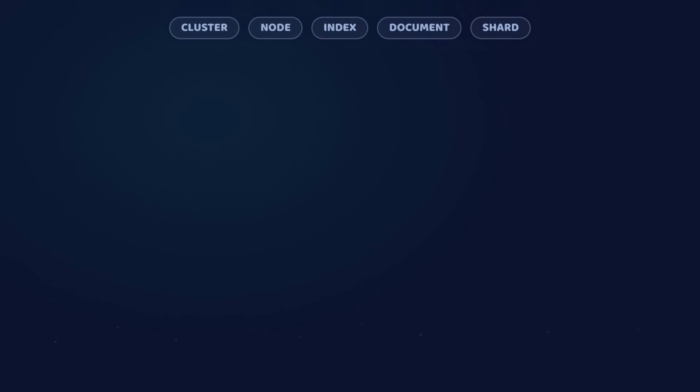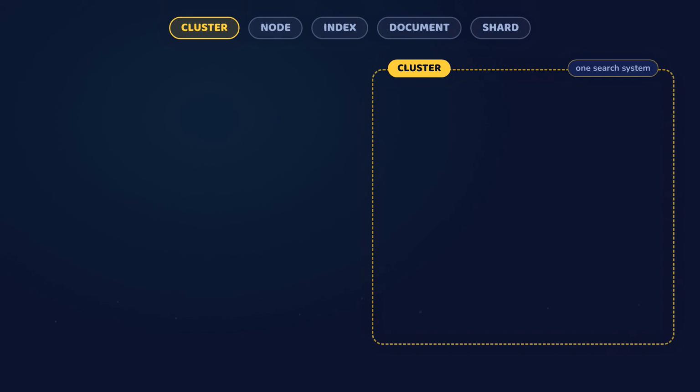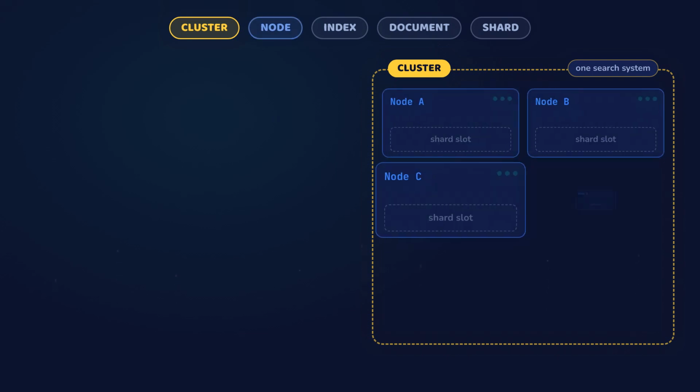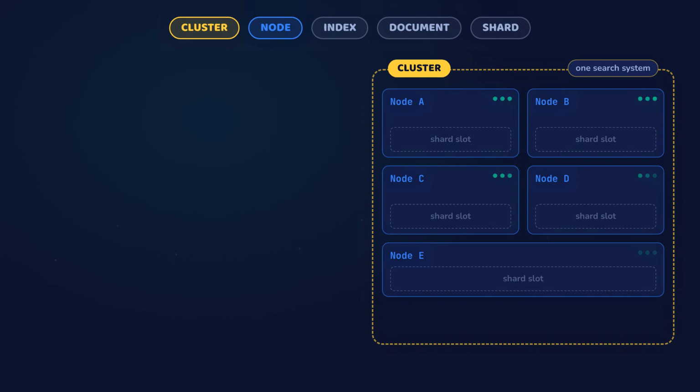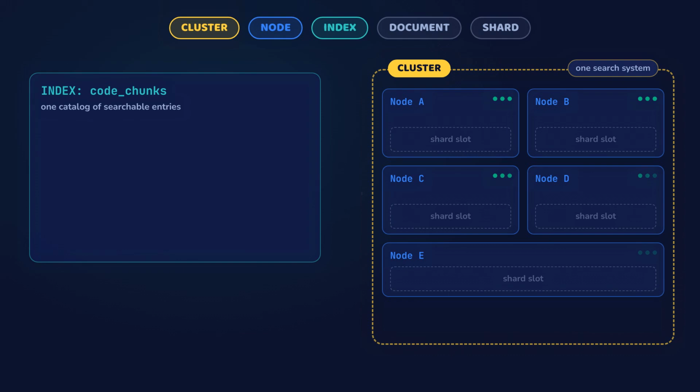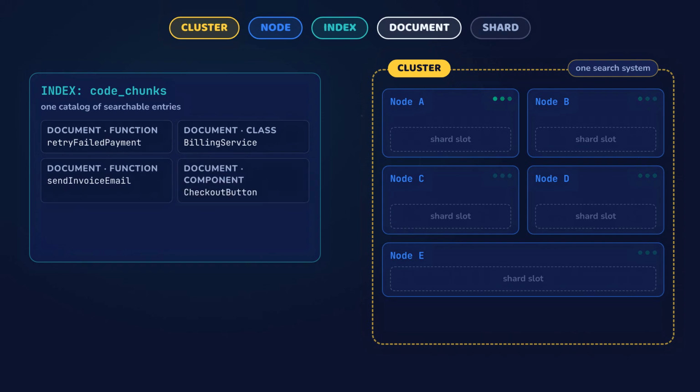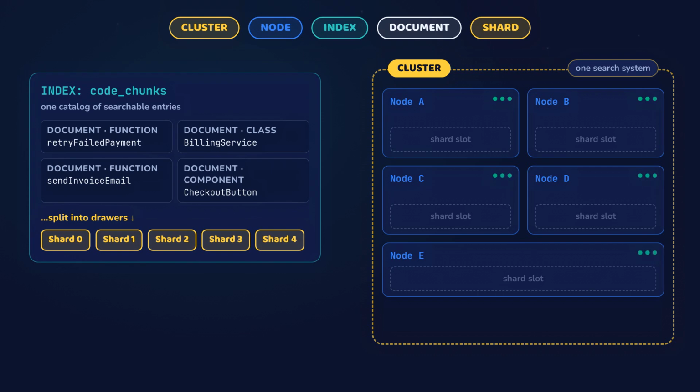But a library holding a whole company's code needs structure. So, learn 5 words. A cluster is the whole library. A team of machines acting as one. Each machine is a node. An index is one catalog. Ours is called code extensions. Each entry in the catalog is a document, maybe a file, maybe a single function. And the load-bearing word, a shard. A shard is one drawer of the catalog.